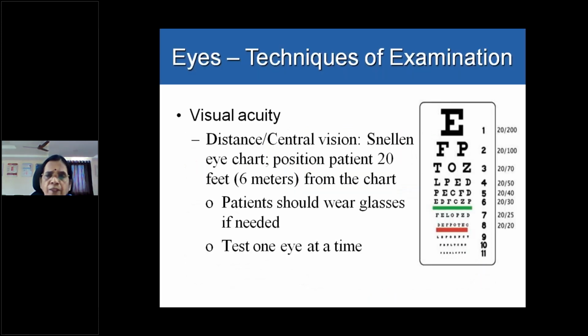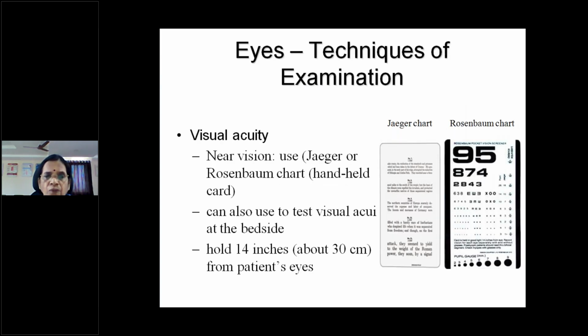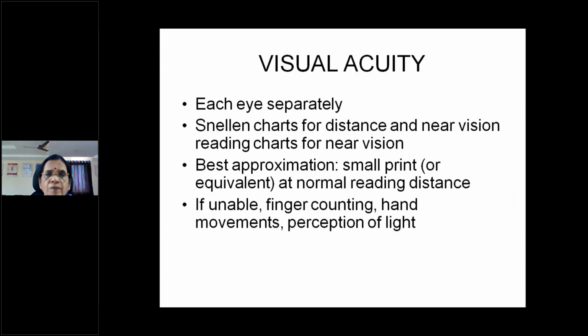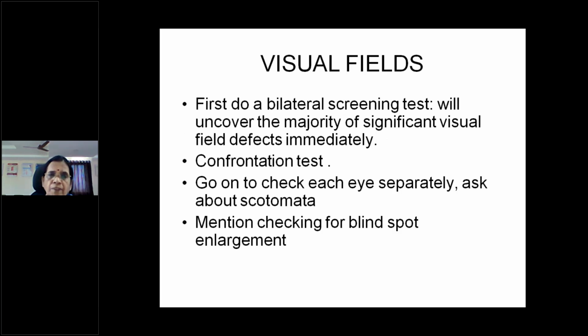Visual acuity I already told you, Snellen chart in your ophthalmology, but at the patient's bedside you have to use 6 meters distance finger counting. Test one eye at a time. Don't test it with both eyes open. Near vision I already told you, and each eye should be tested separately, to see whether he is able to read the print or not. Then perception of light and field of vision. This is also important. You have to do the field of vision under the second cranial nerve.